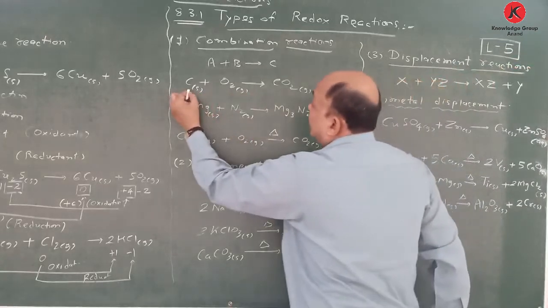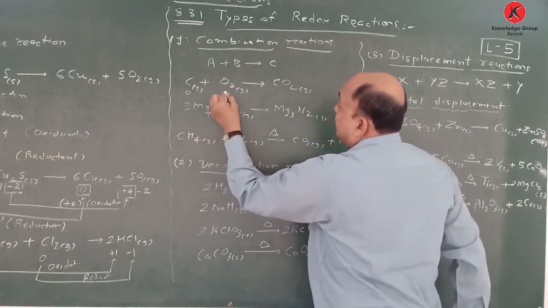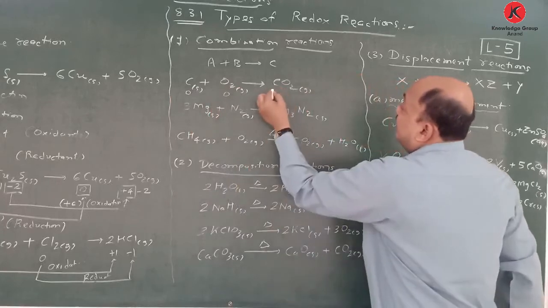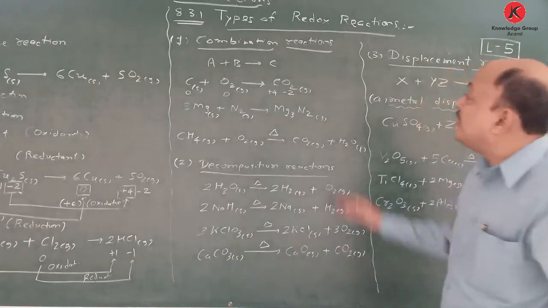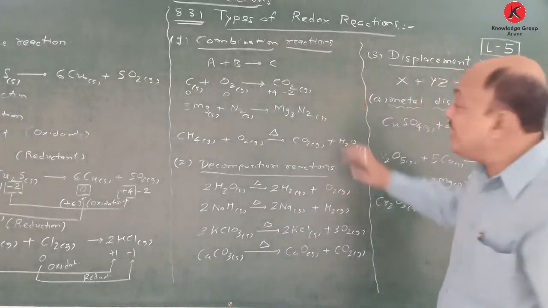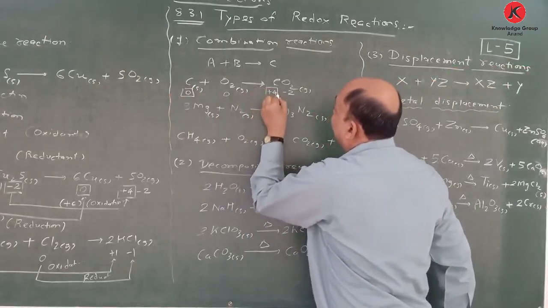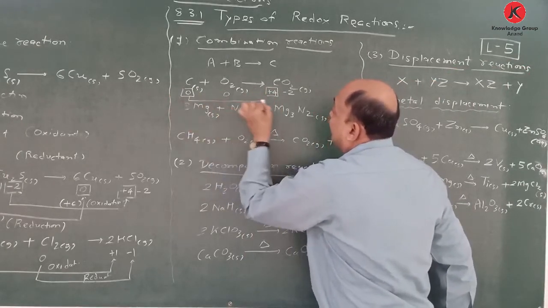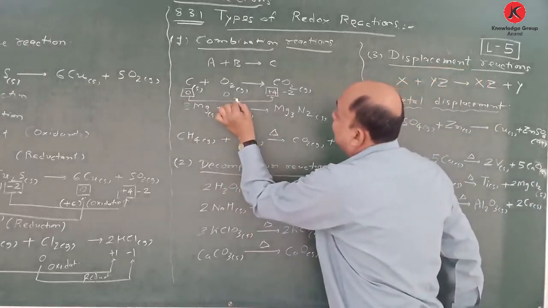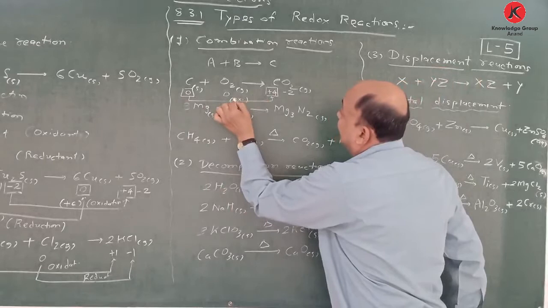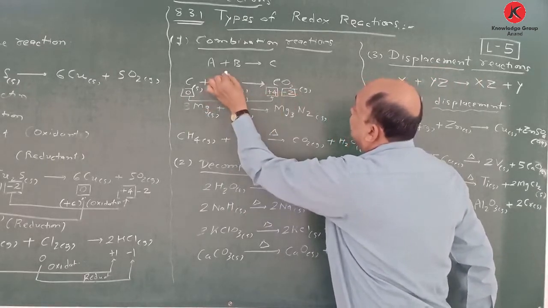C solid means free state, oxidation number is 0. O2 oxidation number in a free state is also 0. Here carbon is +4 and oxygen is -2. So this is also considered as a redox reaction. Understand from this point, 0 to +4, oxidation number increases. So which reaction occurs here? Oxidation reaction. And 0 to -2.